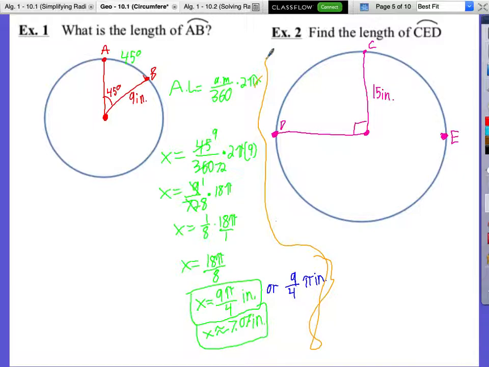Does everyone have this pink that just got added in? Okay. So we're supposed to find the length of what arc? CED. Is that the big one or the small one? The big one. You can do this without doing all that work. How? It's a semicircle.